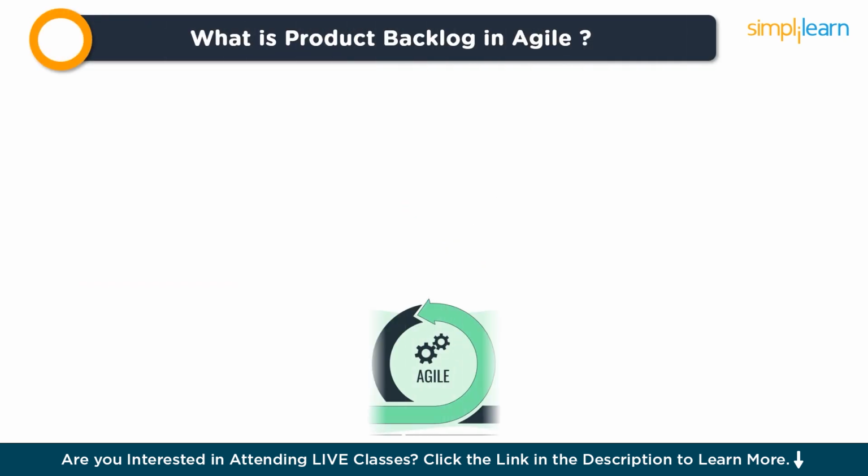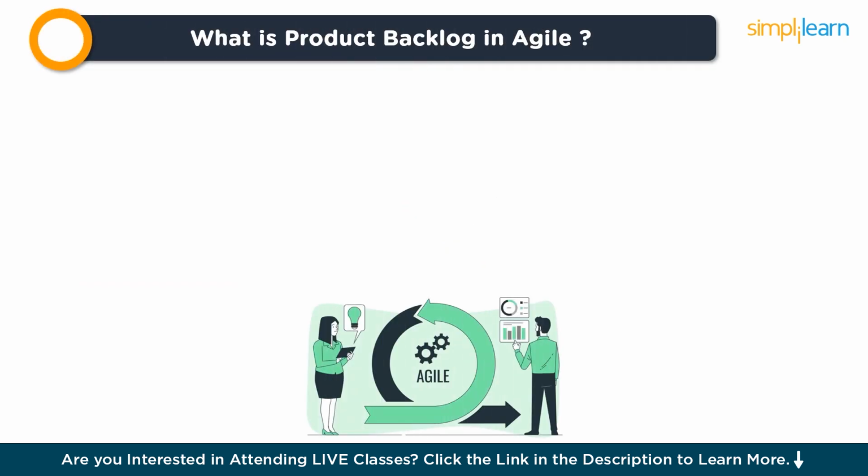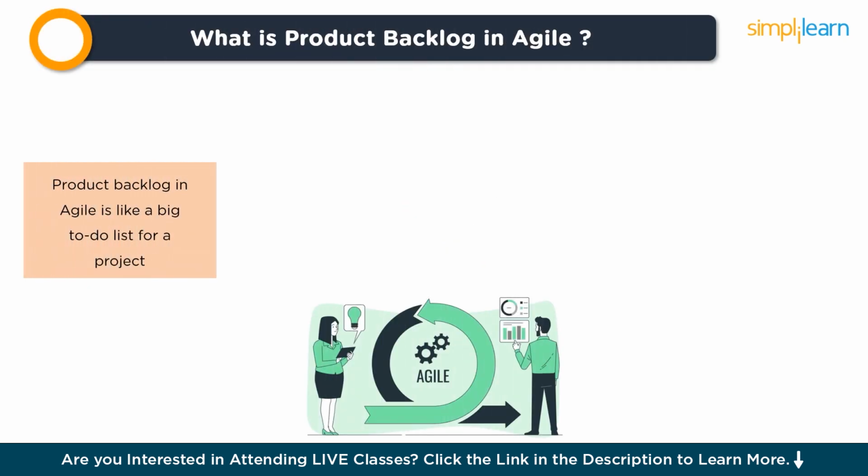Let's understand what a product backlog in Agile is. The product backlog in Agile is like a big to-do list for a project, specifically for those projects managed using Agile methodologies, which are approaches to software development that emphasize flexibility, collaboration, and customer feedback.